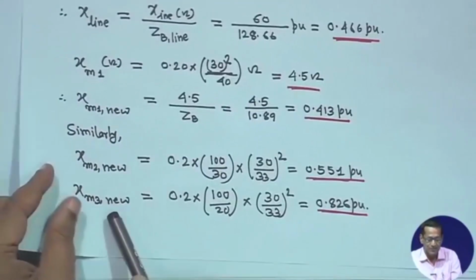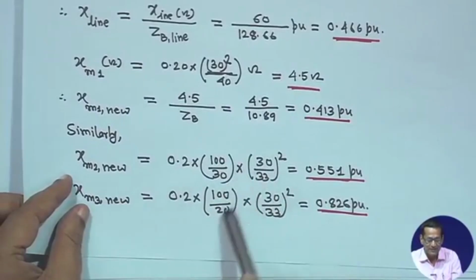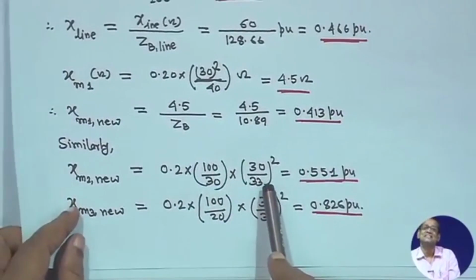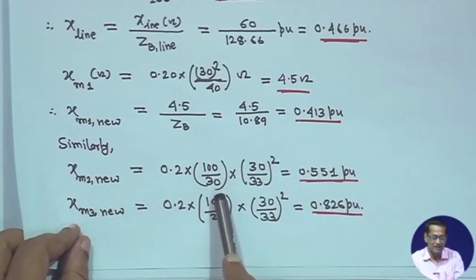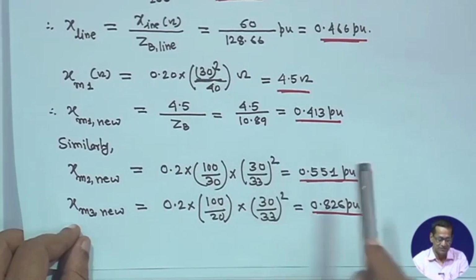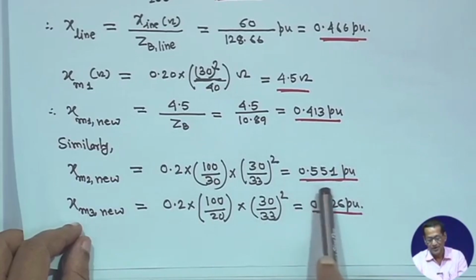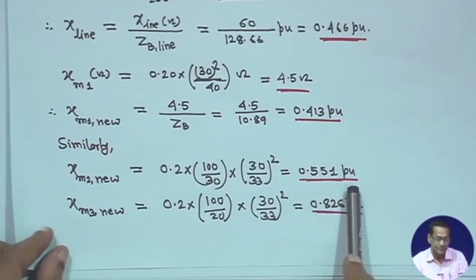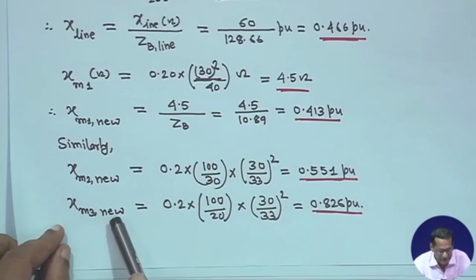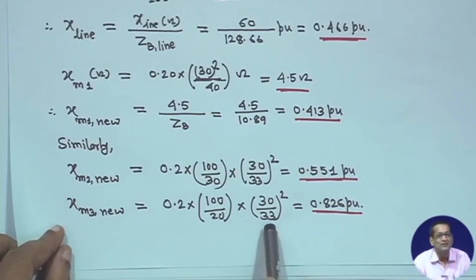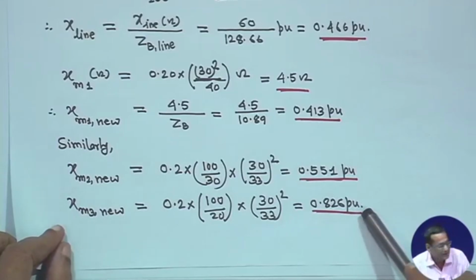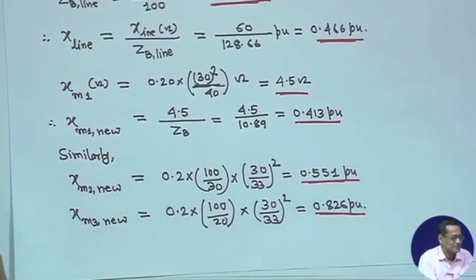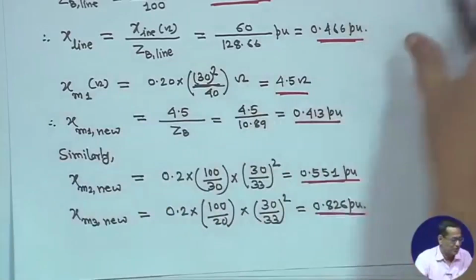Similarly, the other two you can easily calculate, directly using equation 16. So, XM2 is equal to 0.2 into 100 upon 30 into 30 upon 33 whole square, whatever it is, it comes to 0.551 per unit. Similarly, for motor 3 you calculate the same using equation 16, and you will get 0.826 per unit. Once this is done, you draw the per unit diagram.